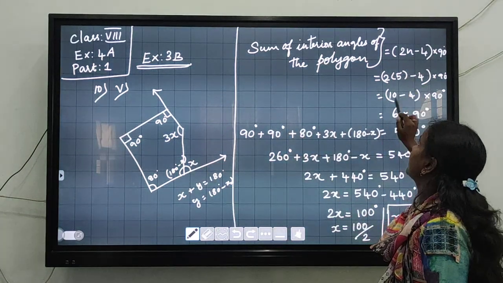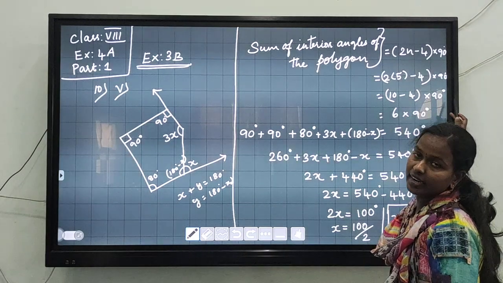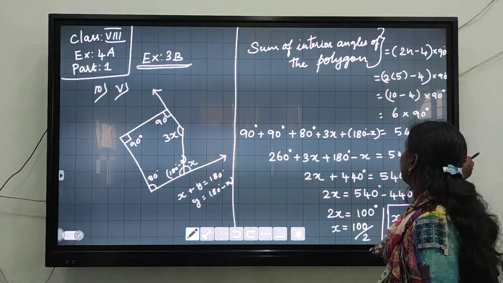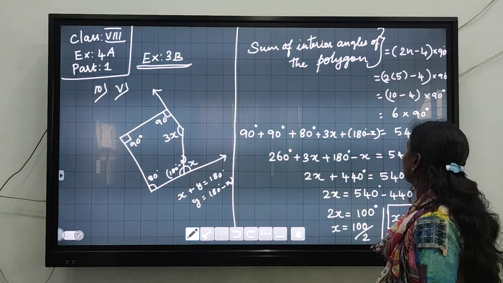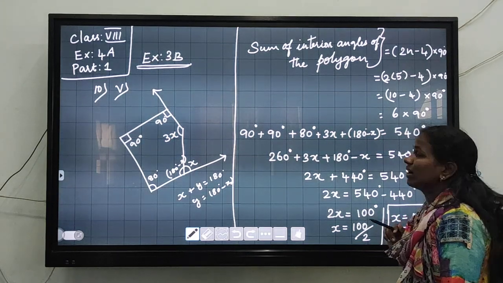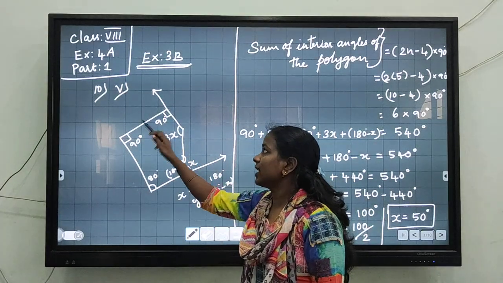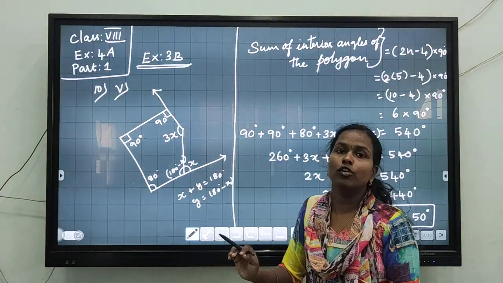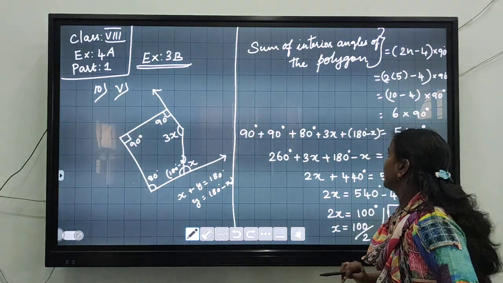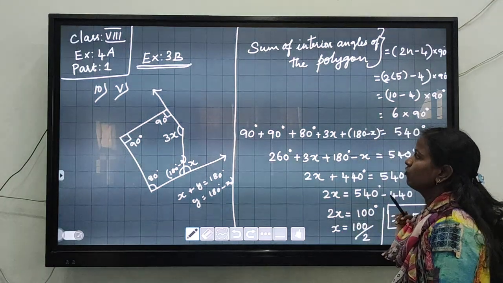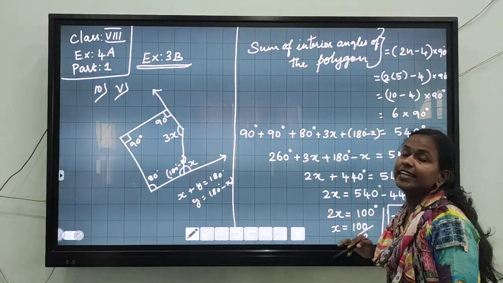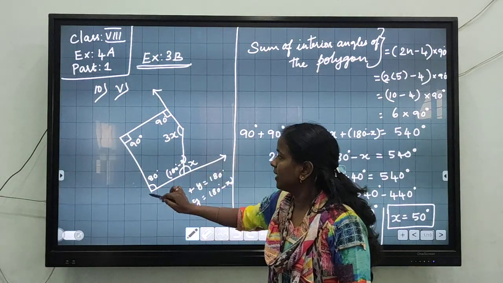2 fives are 10. 10 minus 4 is 6. 6 multiplied by 90 degrees: 9 sixes are 54, and a 0 will come. So 540 degrees. So the sum of the interior angles of this polygon is equal to 540 degrees. I am writing here 540 degrees, the sum of all interior angles. So these are the interior angles.